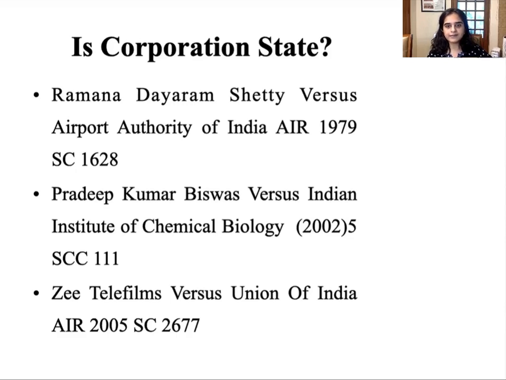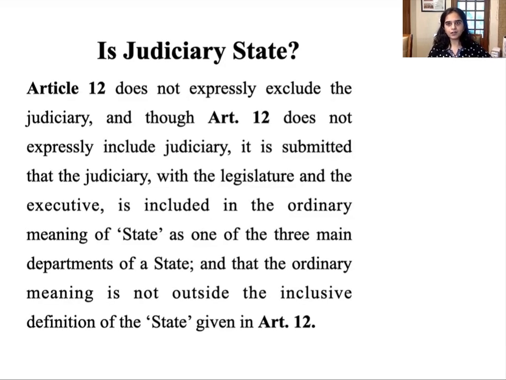However, eventually this led to the overruling of the Sabhajit Tewary judgment, and it was held that the Indian Institute of Chemical and Biology would be state within the ambit of Article 12. Is judiciary state? This question holds particular significance while maintaining separation of powers between the executive, legislature, and the judiciary.